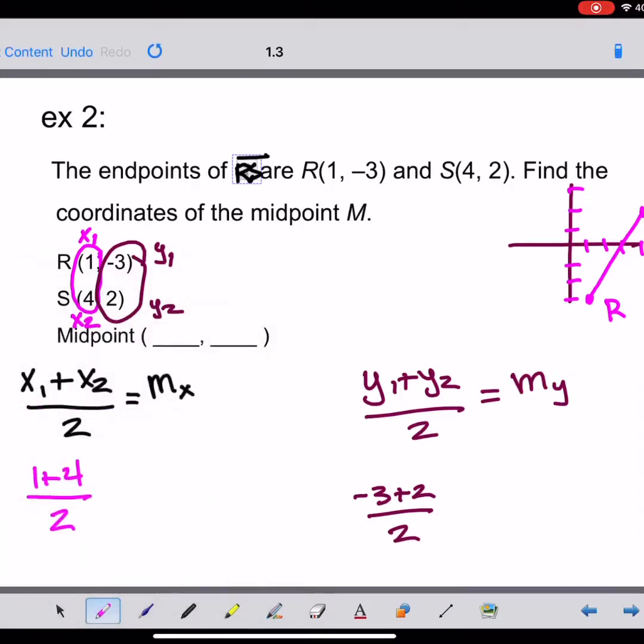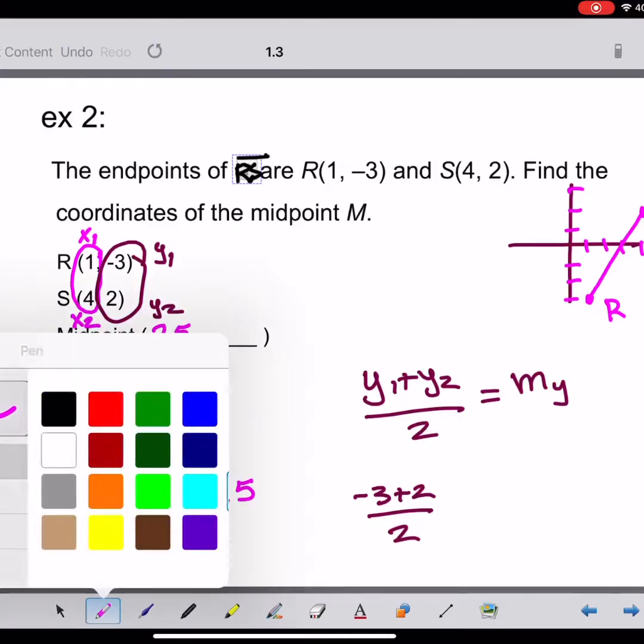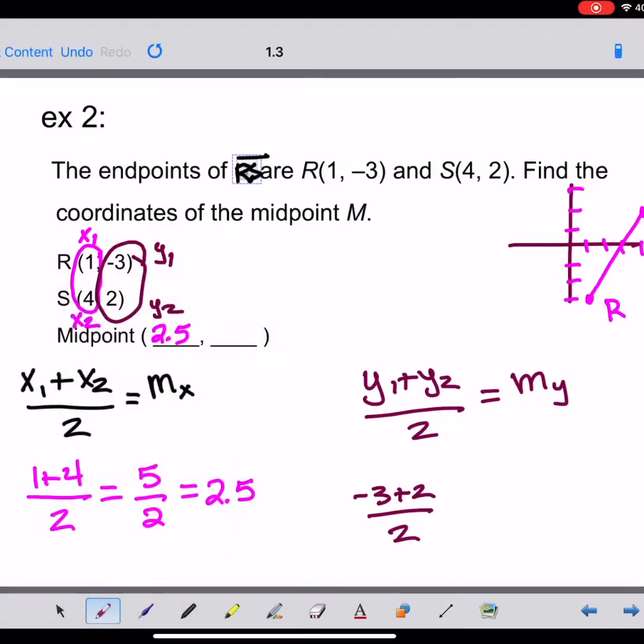So my midpoint x value is 1 plus 4, which is 5, divided by 2, or 2.5. My midpoint y value is -3 plus 2, which is -1 divided by 2, or -1/2. So my midpoint is 2.5 and then down a half. And that is the exact middle of our segment.